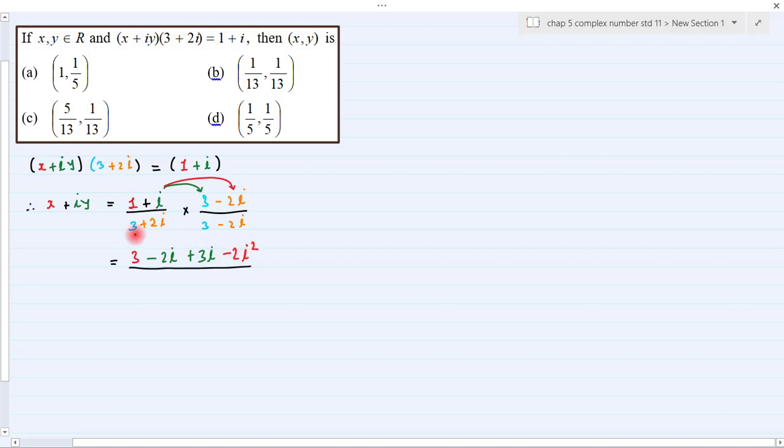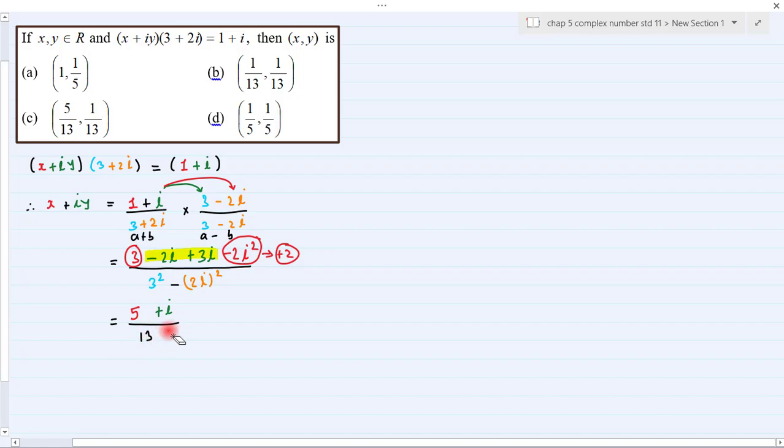Now let's multiply i with 3, which will give us 3i, and i into -2i will give us -2i². In the denominator we have the (a + b)(a - b) form, which will give us 3² - (2i)². So we can further simplify by taking this -2i² as +2. So 3 + 2 will give us 5, and -2i and +3i will give us +i. In the denominator, we will get 9 + 4, or we can say 13.